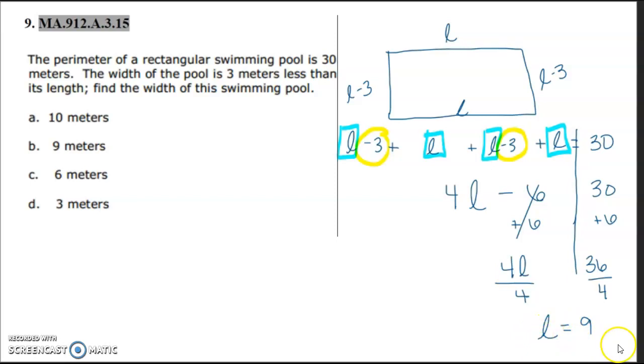We found that L is 9, and it's really common to just go ahead and circle the number 9. But let's triple check that that's what it's asking for. It says find the width of the swimming pool. Well, 9 is the length of the swimming pool. That doesn't help me. So don't go jumping into circling 9. Your answer is 9 minus 3, because remember it's 3 less than the length. So your answer should be C.